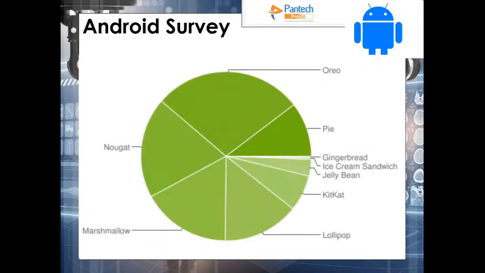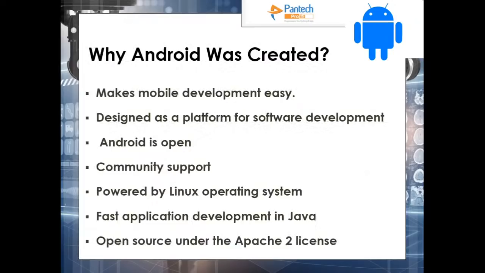So this is the comparison survey of all the apps and all the types of versions. Then, why was Android created? To make mobile development easy. Everybody knows the Java language, so mobile application development is very easy, and platform or software development is also easy.